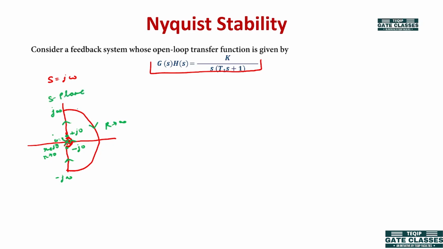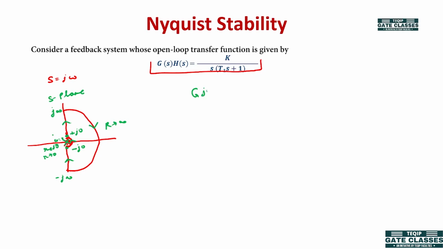which we will consider for drawing the Nyquist plot in the Q plane, where Q is equal to G(S)H(S). The first step is to draw the polar plot.